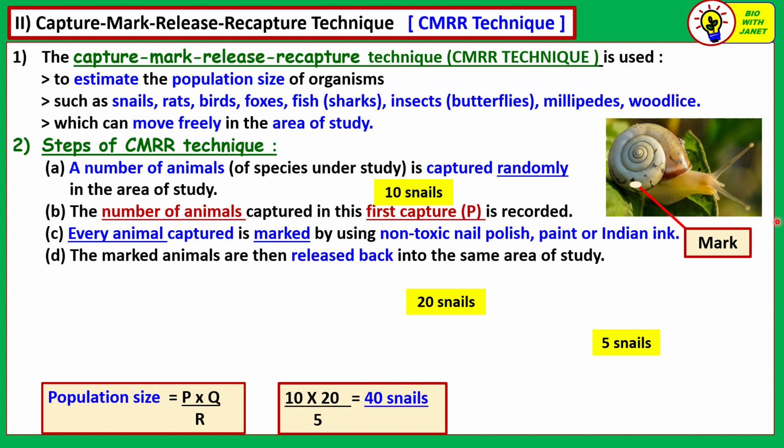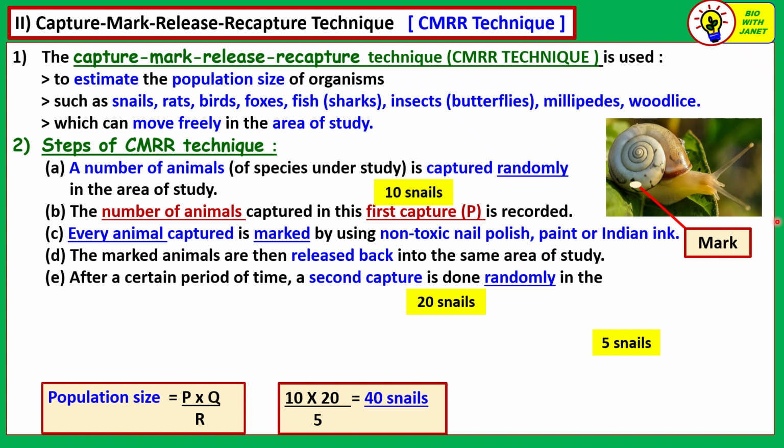So all the animals in the first capture are marked, right? Then the marked animals are released back into the same area of study so that they can mix with their friends, okay, with the other individuals of the same species. Then after a certain period of time, a second capture is done randomly in the same area of study. So this can be a few days to a week, depends on the organism.